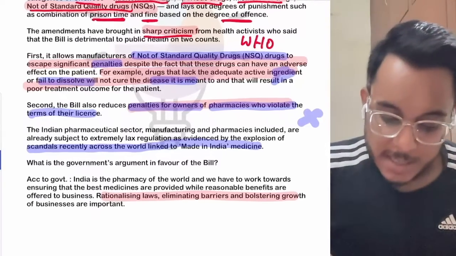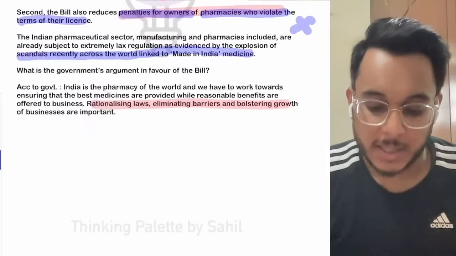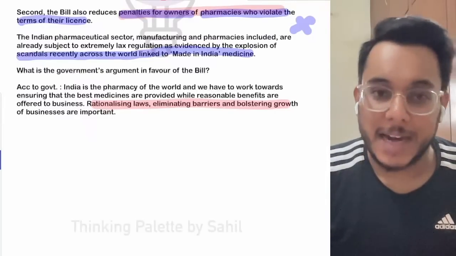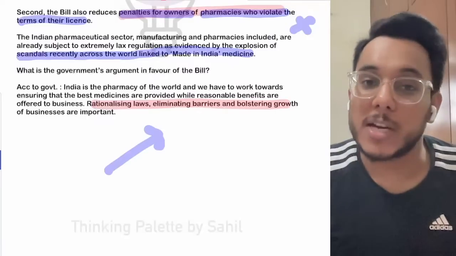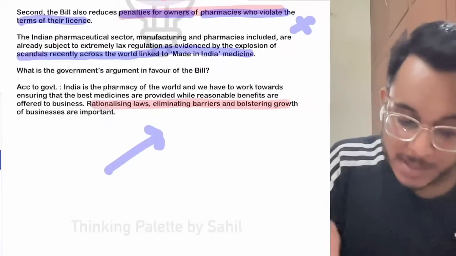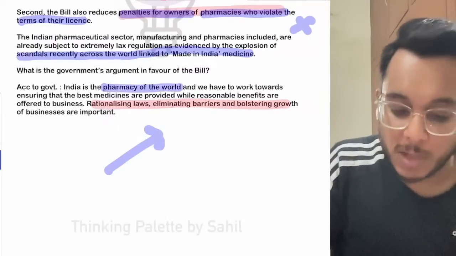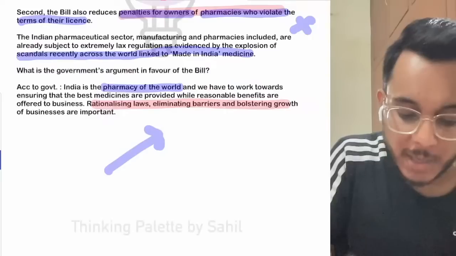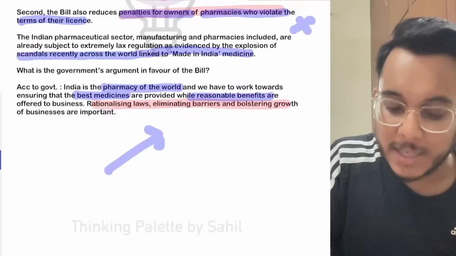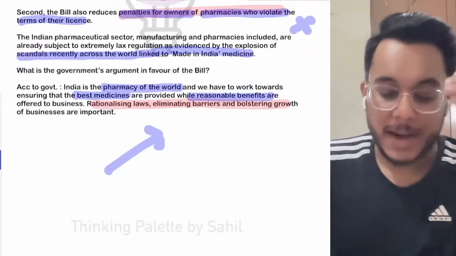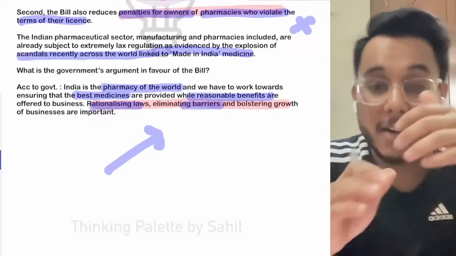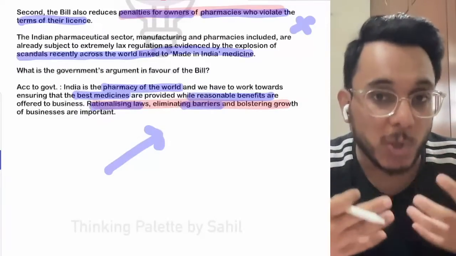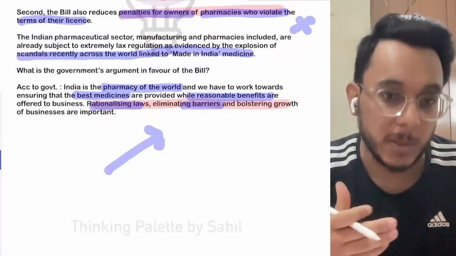These are coming. Now, why has the government done this? The government says that we are actually improving the ease of doing business in India, and particularly for the drug sector. They say that India is the pharmacy to the world and we have to work towards ensuring the best medicines are provided at reasonable cost. We need to rationalize law, eliminate barriers, and create the conditions for growth for business, including the pharmaceutical business.